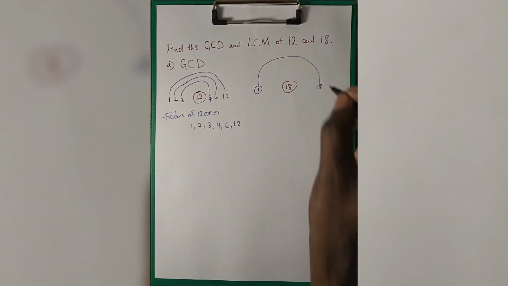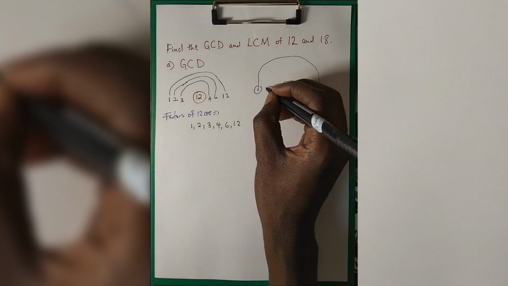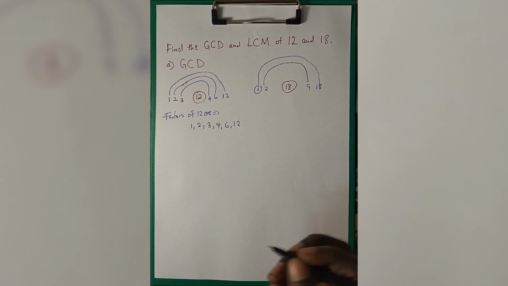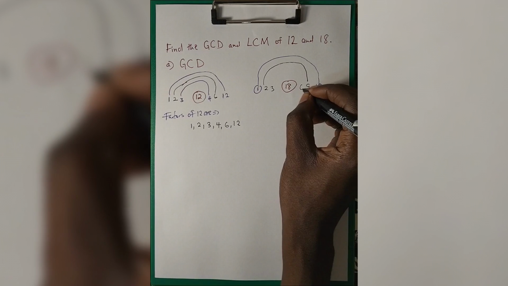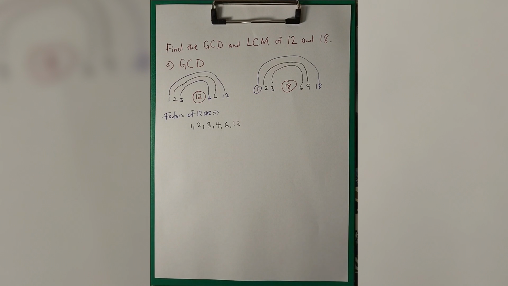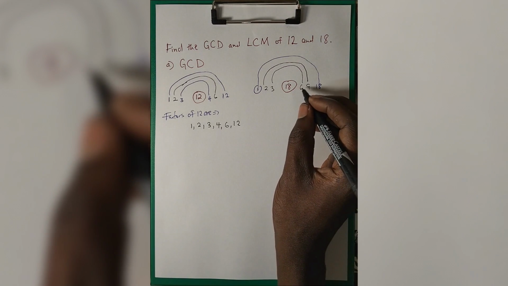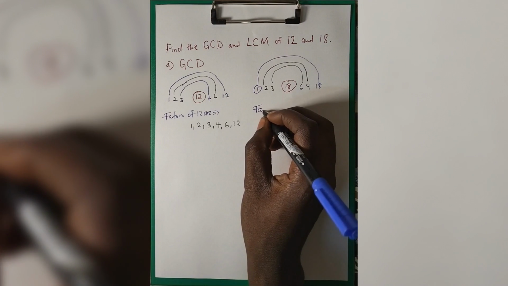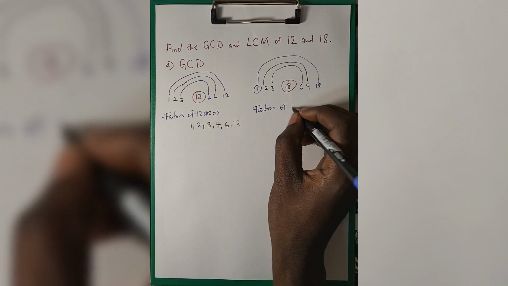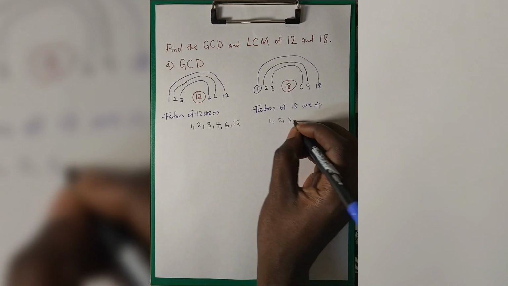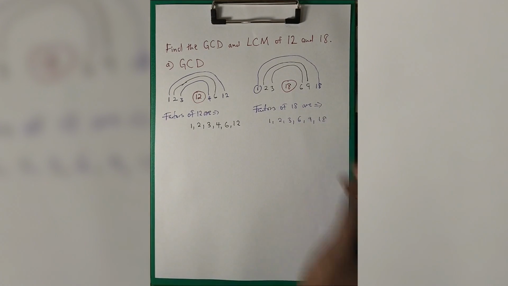Let's go this way, and then the next one is 2. 2 times 9 is 18. Then the next is 3. 3 times 6 is 18. 4 cannot divide 18 fully. 5 cannot divide 18 fully. 6 can divide 18, but since we already have 6 here, we stop there. Then we say the factors of 18 are 1, 2, 3, 6, 9, and 18.